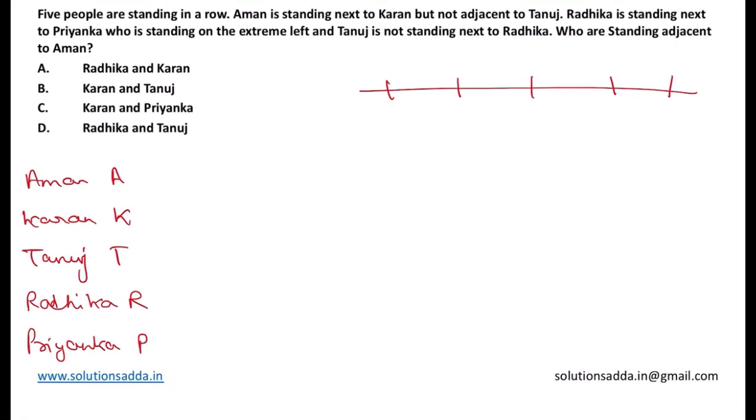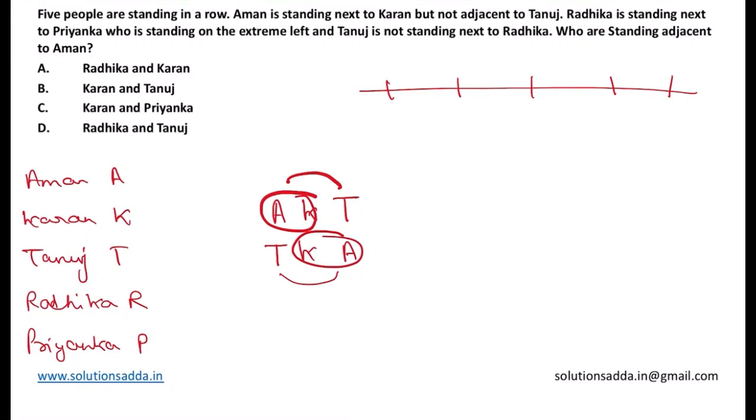So based on the first statement, Aman is standing next to Karan but not adjacent to Tanuj. So we have 2 possible scenarios: Aman, Karan, Tanuj, or Tanuj, Karan, Aman. Both of these scenarios satisfy the first condition, which is Aman is standing next to Karan but not adjacent to Tanuj.